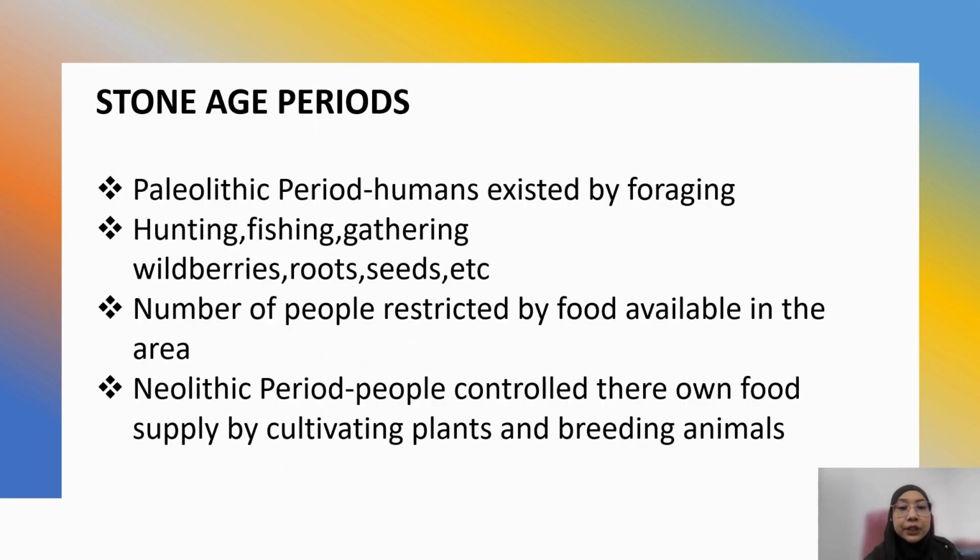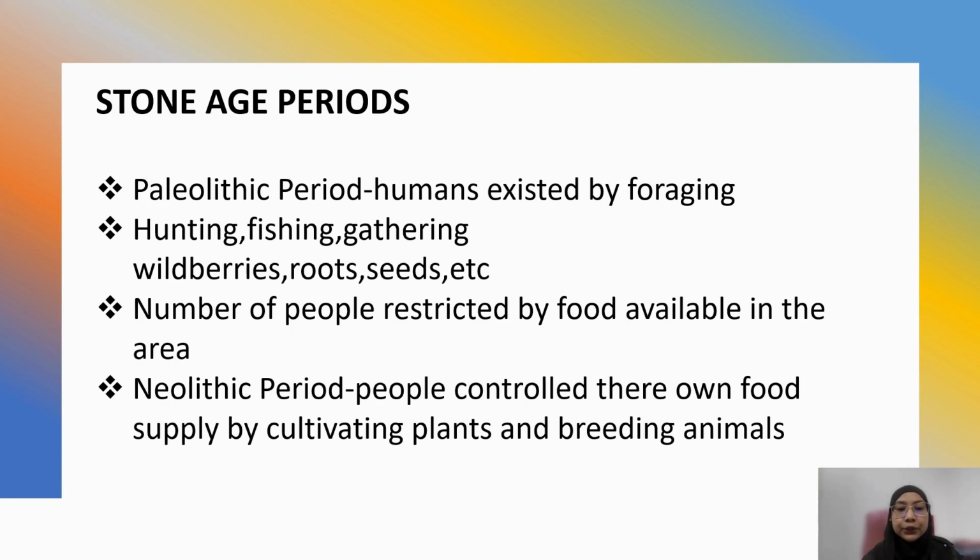For the Stone Age period, the Paleolithic period, humans existed by foraging, which means they tried to collect food from their surroundings. For example, wild berries, grains and fruits, so they just grabbed them. They also hunted animals, did some fishing, and gathered wild berries, roots, seeds and grains to eat. The number of people was restricted by the food available in the area, because they only got the sources available from their surroundings.